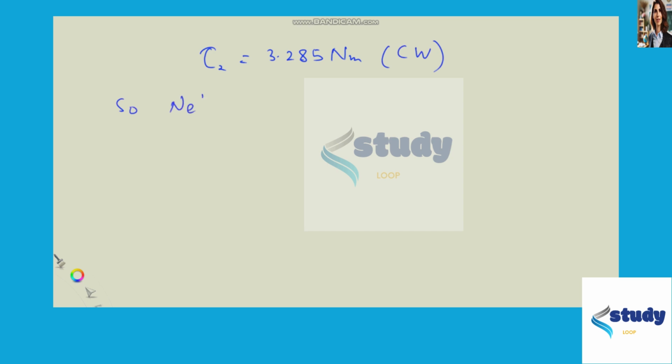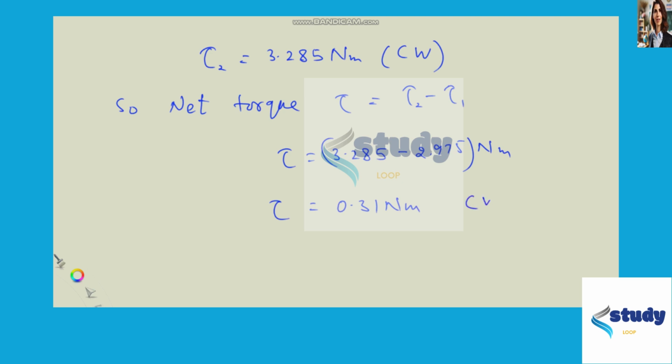So the net torque acting on the wheel is equal to the algebraic sum of these two torques, meaning tau 2 minus tau 1, because their directions are opposite. So that will be given by 3.285 minus 2.975 Newton meter, and it comes out to be equal to 0.31 Newton meter, and it is in clockwise direction, which is the answer for this given problem.